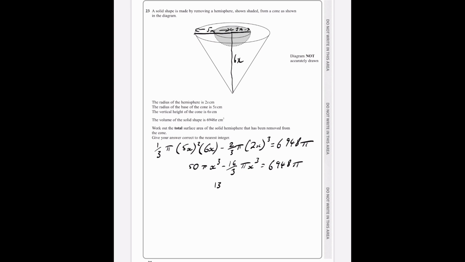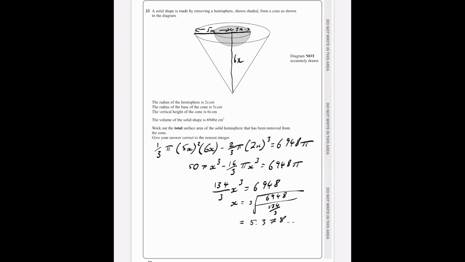And because we're dealing with multiples of x cubed, we can collect them all together to get 134/3 of x cubed being equal to 6948 after you cancel the pi's. You divide by 134 over 3 and then cube root to find the value of x, which comes out as 5.378, etc., etc. Lastly, we need to find the total surface area of the hemisphere that's been removed.